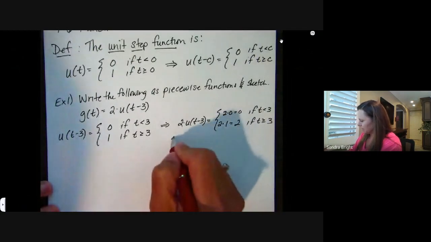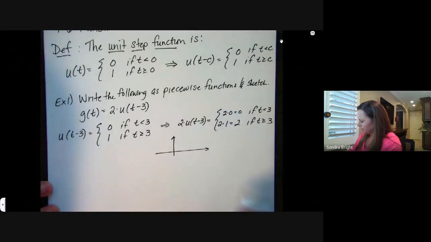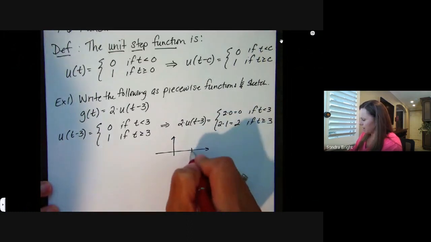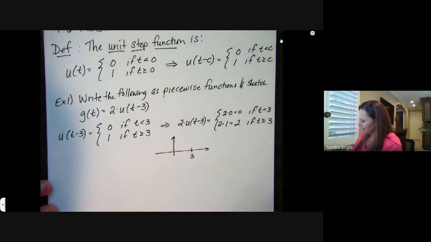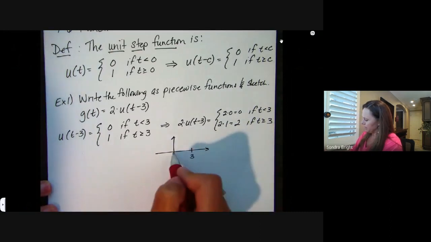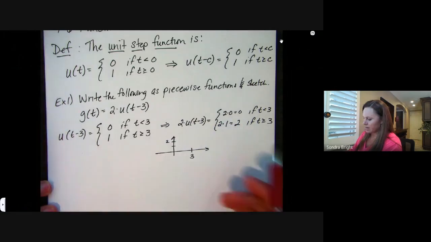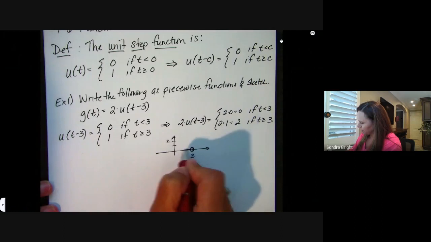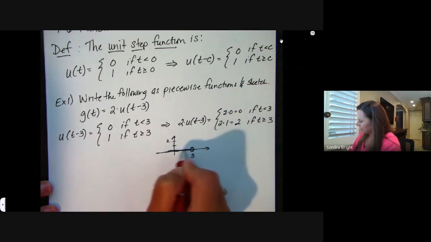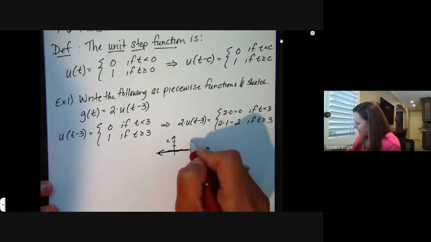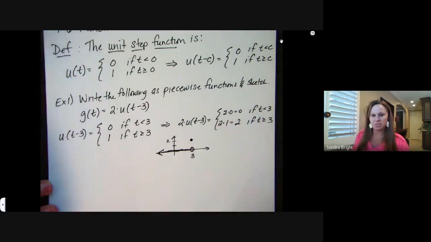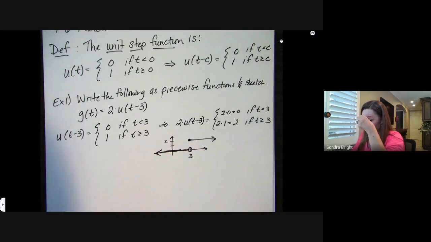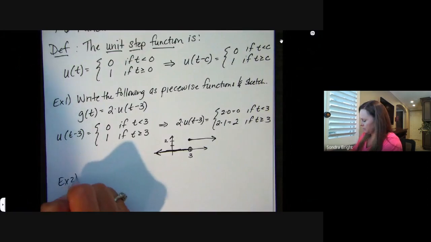Just do a quick sketch that it's changing values when t is 3, and we have 0 and 2. And so if it's less than 3, then you're at 0. That's an open dot, and then shading that way. And it's 2 for when t is 3 and greater. So it's just that guy. All right, let's look at second example.